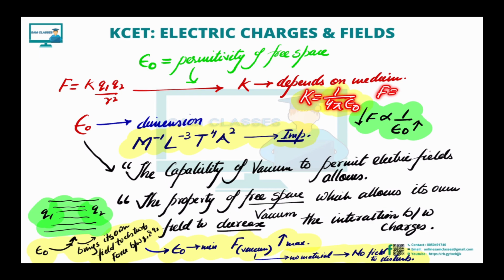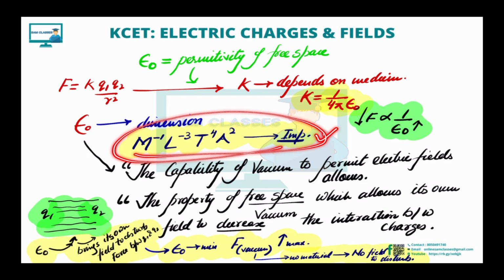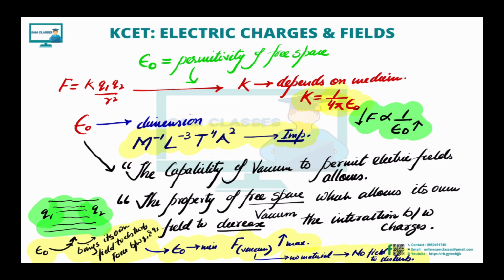So force, we already know, is equal to 1 by 4 pi epsilon naught Q1 Q2 by R square. Now see, force and epsilon naught are inversely proportional. If epsilon naught increases, the force has to decrease. So that one thing we know. Now the dimension also we can find out. If we can find the unit, we can find simply the dimension.